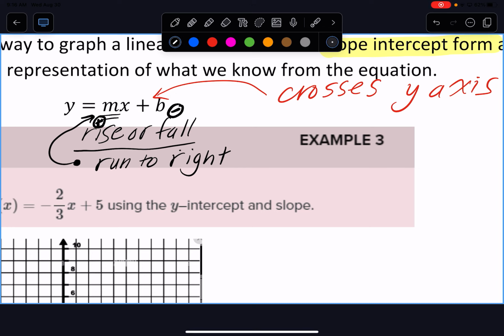And then our run is always, listen to what I'm saying, our run is always to the right. Always run to the right. This will help you get started and draw your line correctly.